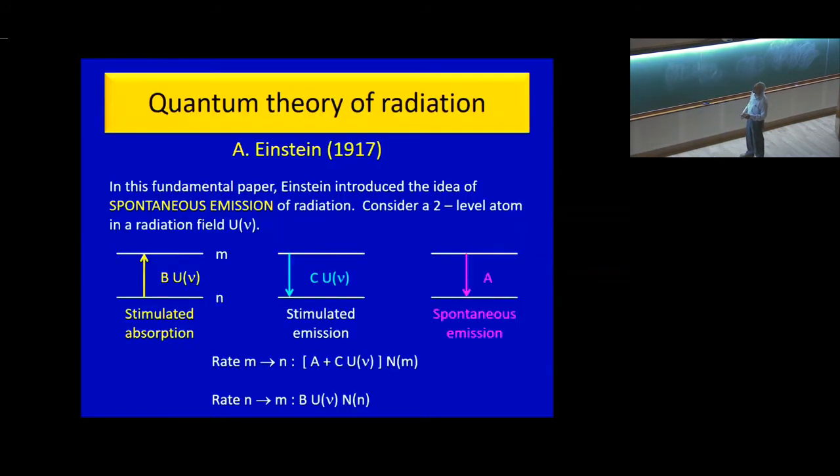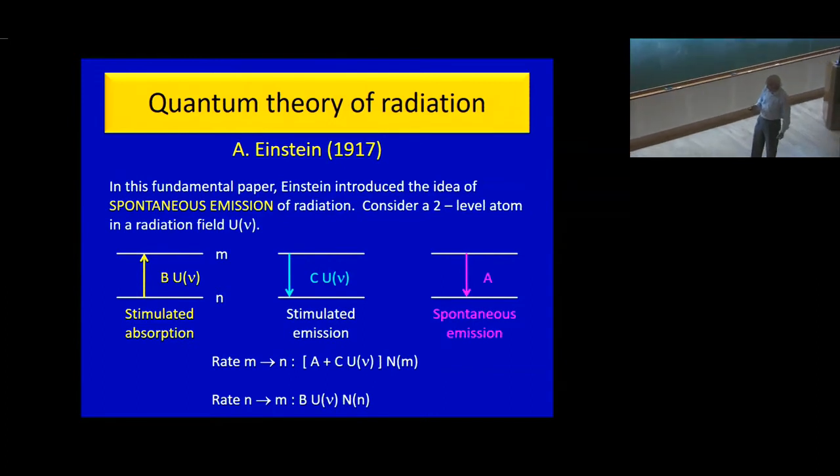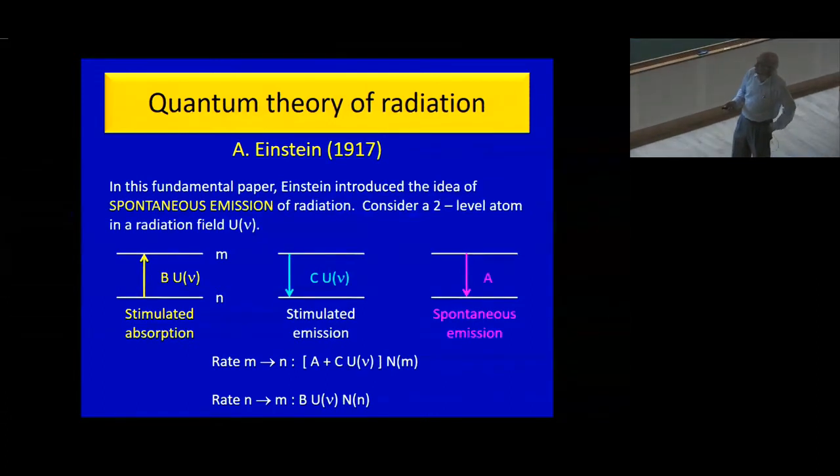Now, I'll go slowly so that you have enough time to write. Let us consider, as Einstein did in that paper, for simplicity, a two-level atom. There is an upper level M and a lower level N.